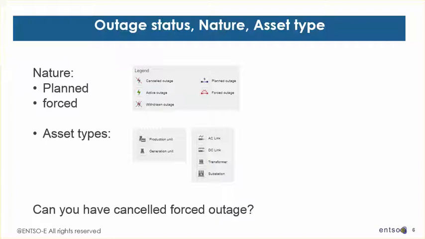Okay, for transmission assets we have AC/DC links, then transformers and substations. So these are the types that you can use. If you need some different types in the future, then we need to change it or add additional types.